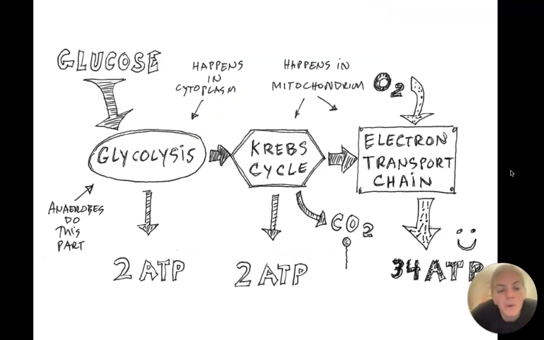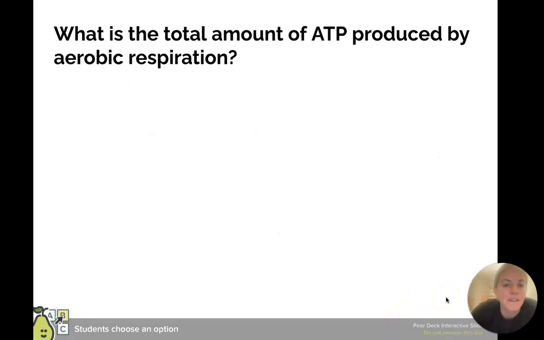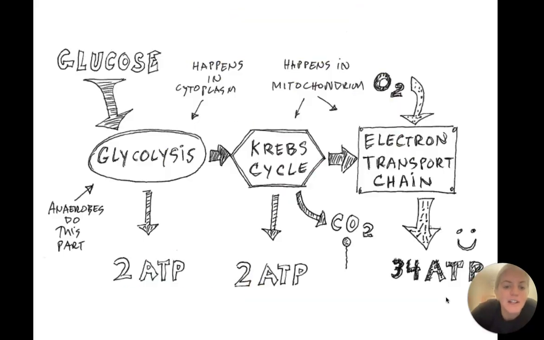So here's a picture of the whole process showing how much ATP is produced from each stage. As you can see, we get the most coming from the ETC. And the total amount of ATP produced by aerobic respiration with oxygen. Let's take a look.